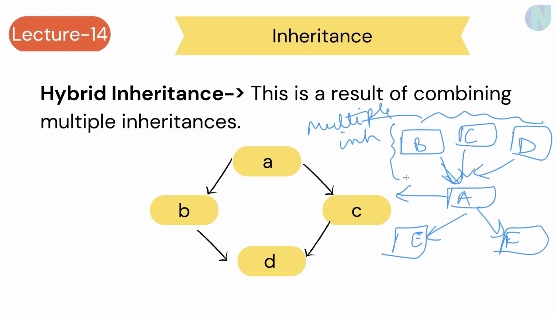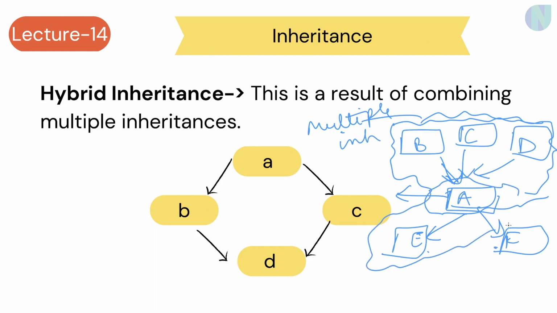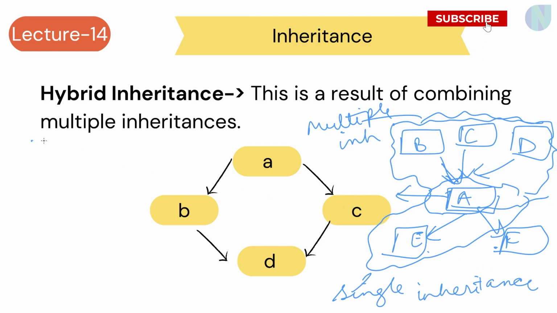Wherein there are many base classes and there is one derived class. So many base classes and one derived class is an example of multiple inheritance. Now in this case, E and F are deriving their properties from A. Can you guess some more? Yes, it is a part of single inheritance. So you can see now, there is a combination of inheritance taking place. That is the reason we call it hybrid inheritance, because in this particular inheritance, there is a combination of inheritances taking place.